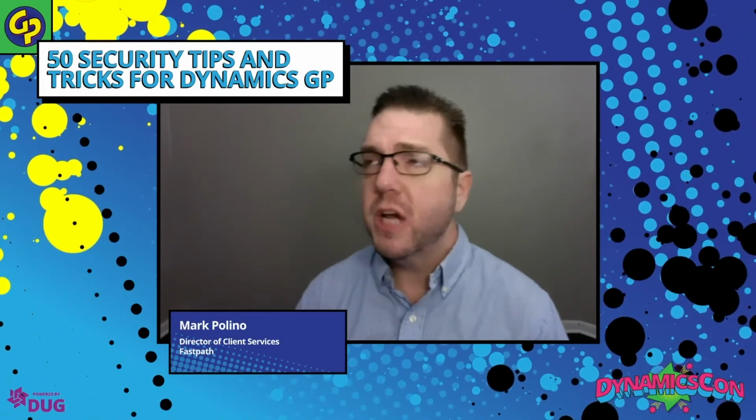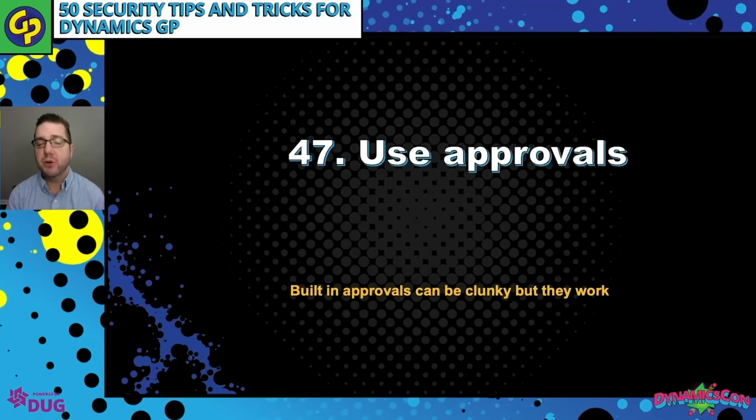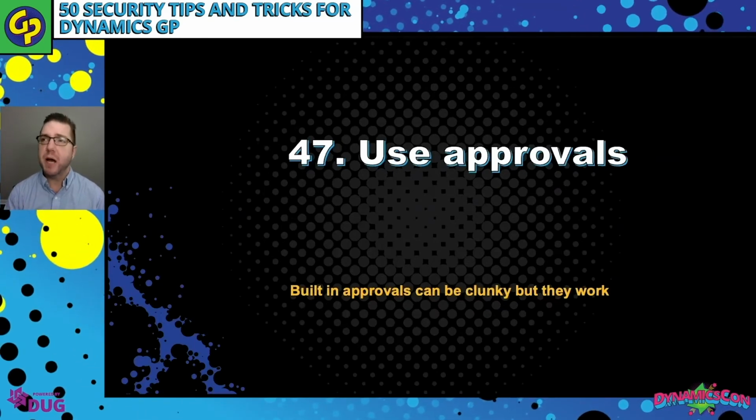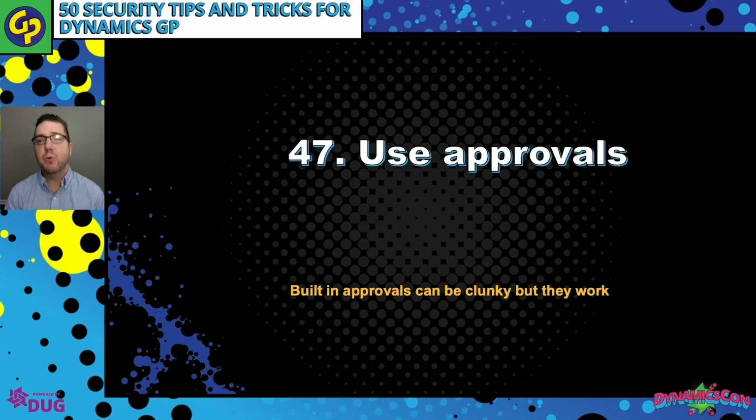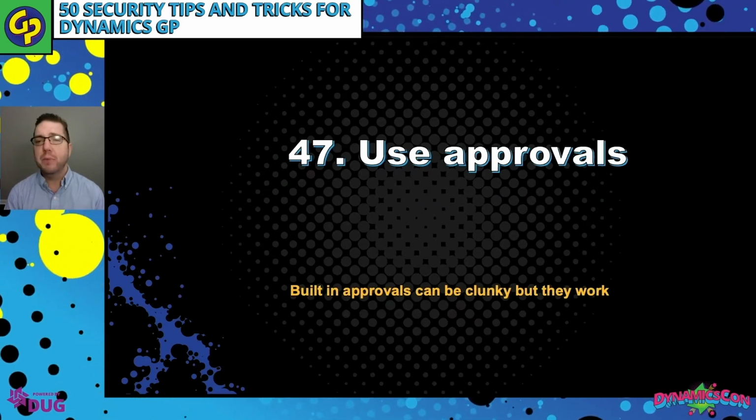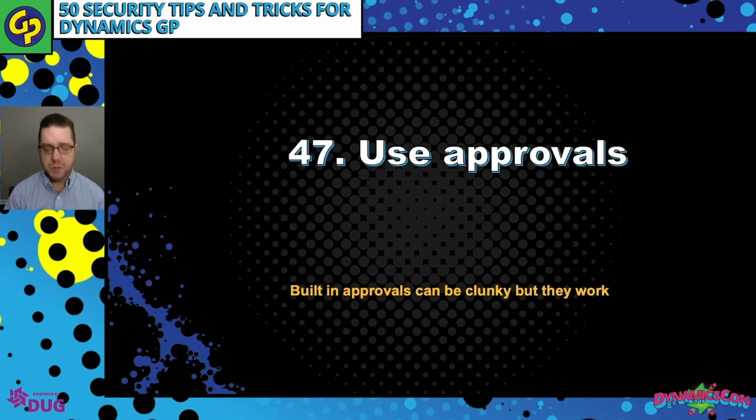47, use approvals. GP has a bunch of approvals that can be turned on. They are clunky sometimes, but they do work. So don't be afraid to use those. Maybe you're not ready to build a workflow yet. You can turn on approvals.